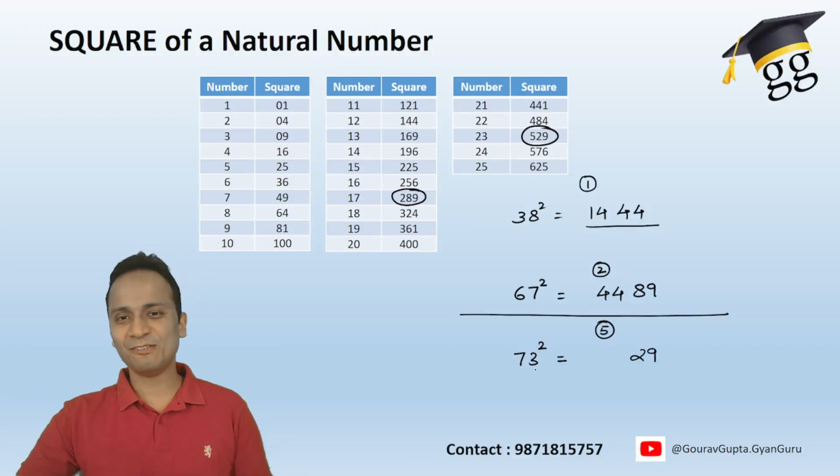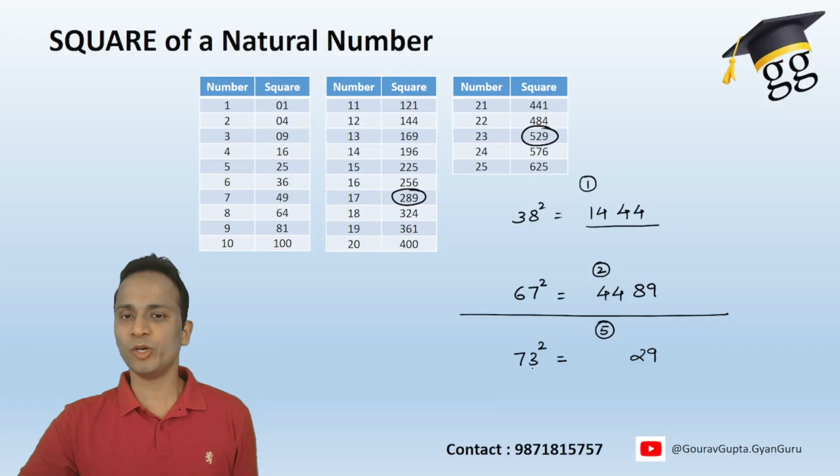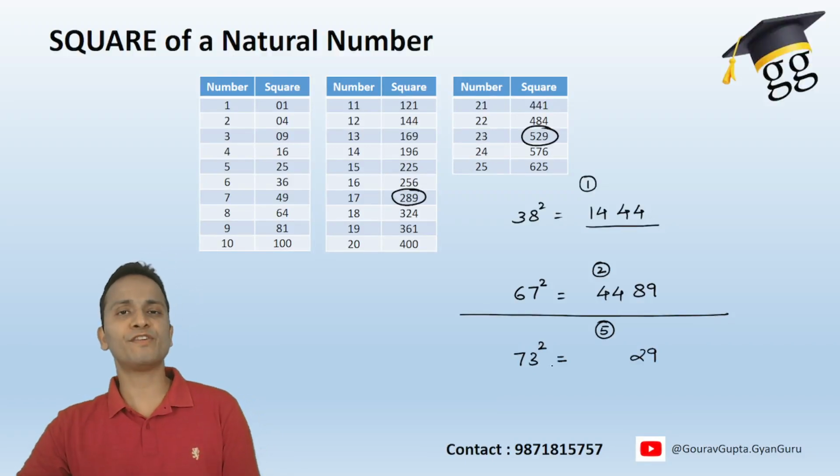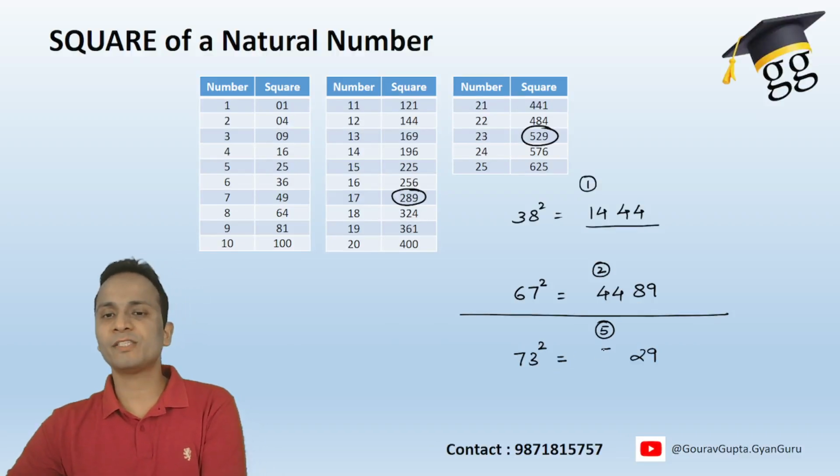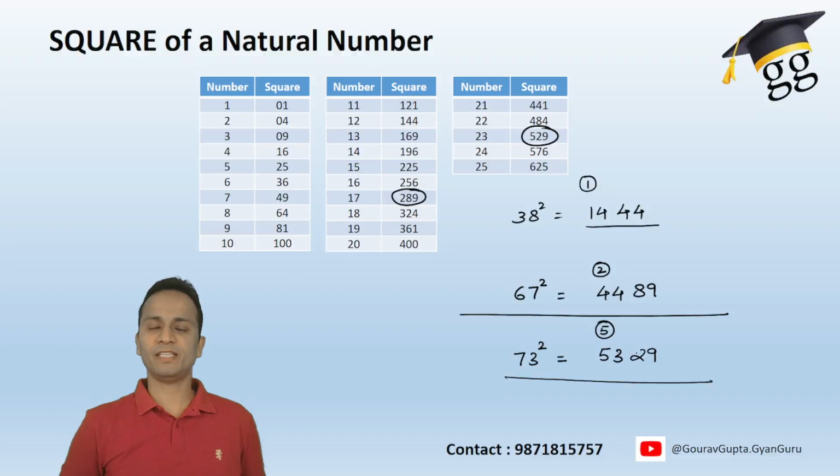ये थोड़ा tough है, but practice करोगे, at least subtractions तो control में होनी चाहिए. So 73's difference from 25 is 48. 48 plus 5 is 53. So 5329 is the square of 73.